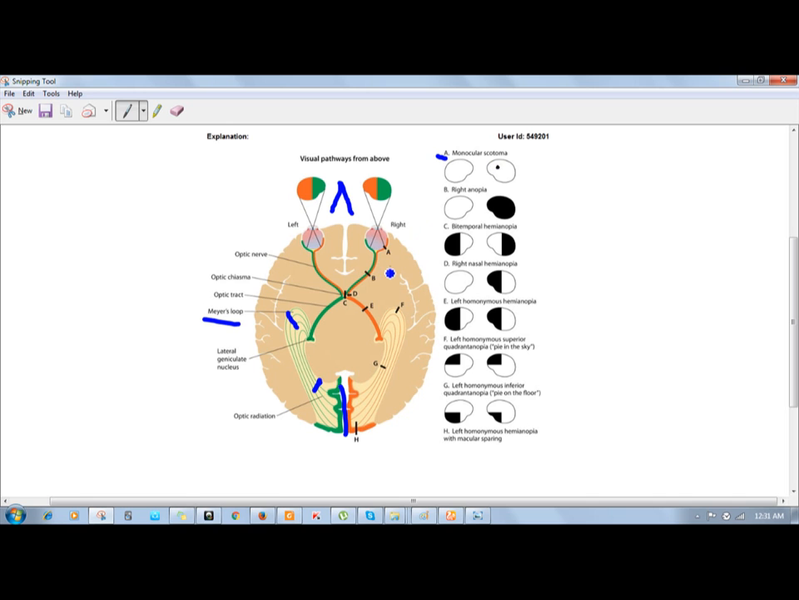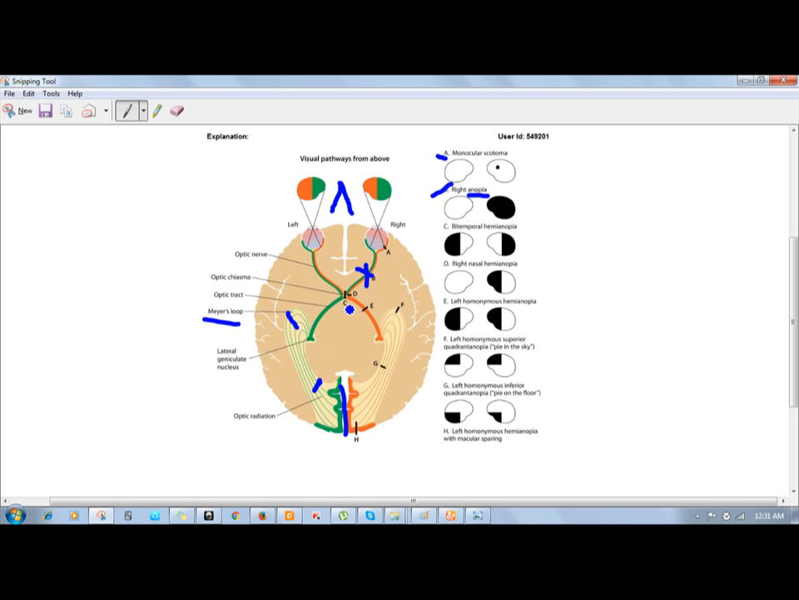And then if you transect the optic nerve on either side, it will lead to complete blindness of that eye. It is known as anopia. So if you cut the right optic nerve, you get right anopia. If you cut the left optic nerve, you will get left anopia.